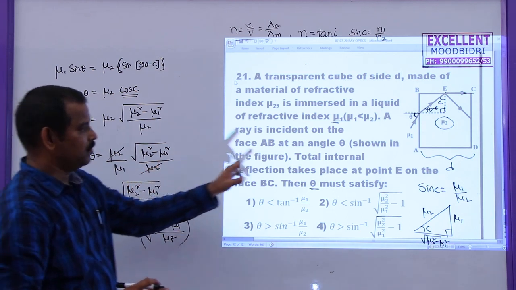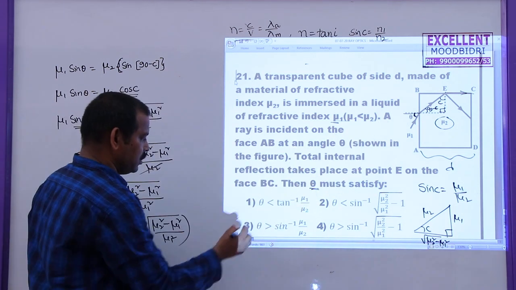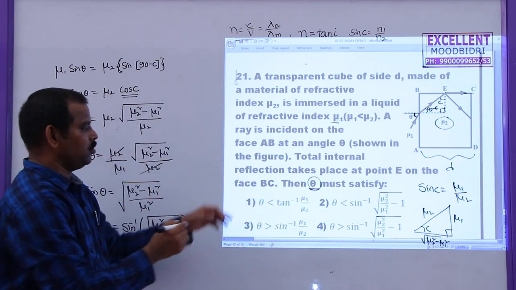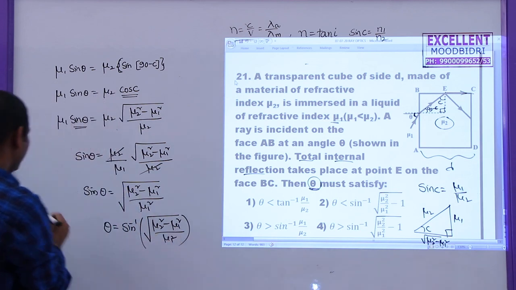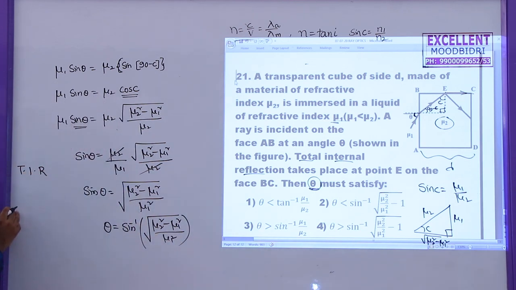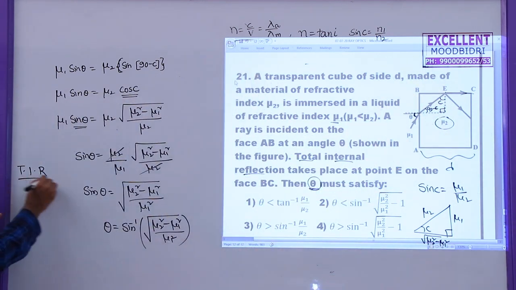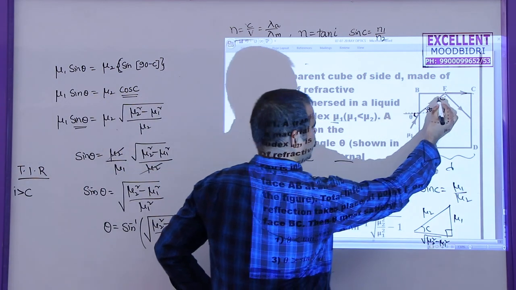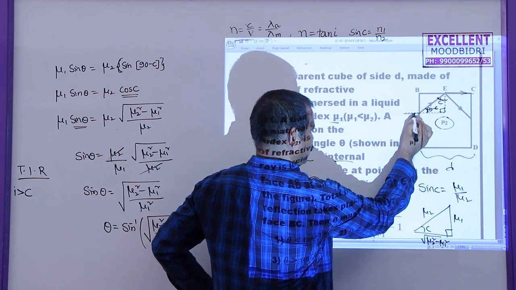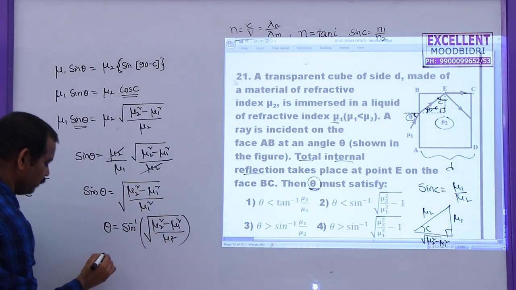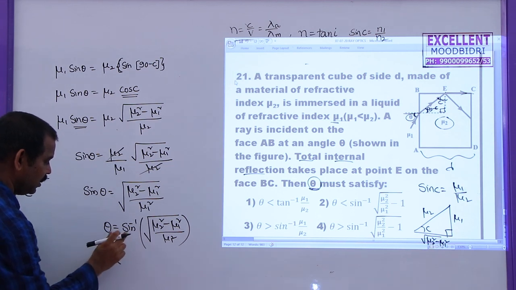This is the angle of incidence on this surface. But they are asking what must be the value of theta if it is undergoing total internal reflection. For total internal reflection to take place, the angle of incidence on this side BC should be greater than C. So if I is greater than C, then only total internal reflection will take place. If this value increases, we know that this value will decrease, so theta will decrease. So the theta value for total reflection should be less than this value.